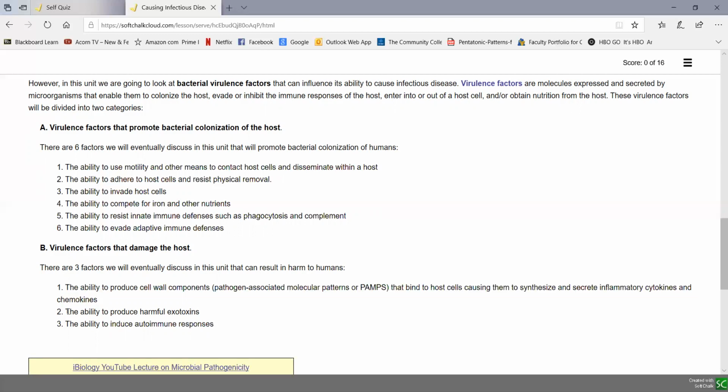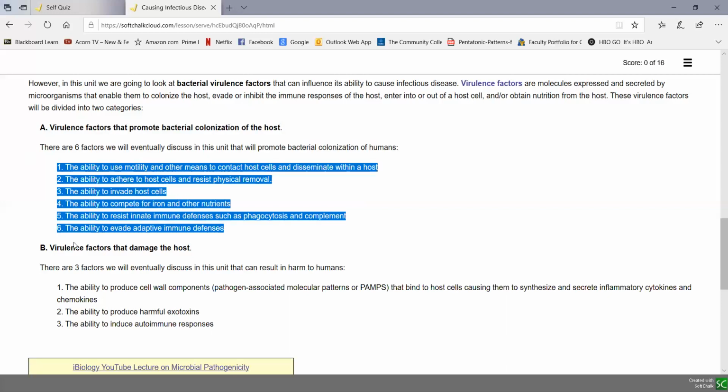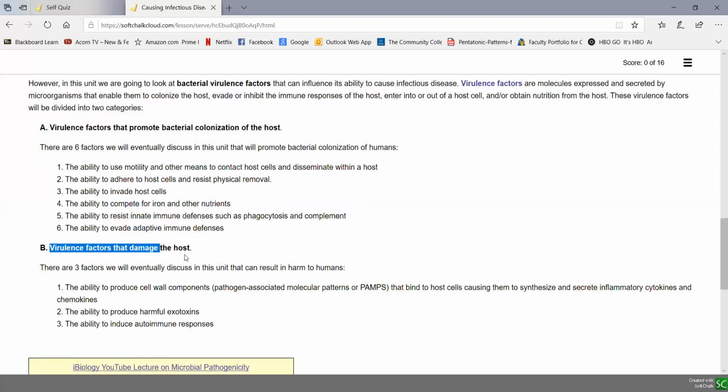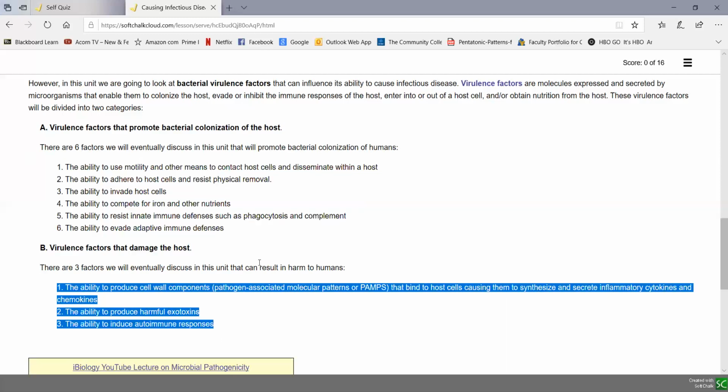We're also going to look at the ability of bacteria to produce harmful exotoxins, toxins secreted by living bacteria that become harmful to our cells. And finally, the ability of a few bacteria to induce autoimmune responses, where the immune response directed against microorganisms accidentally cross-reacts with our own cells, causing damage. So that's kind of our goal in Unit 3: look at the virulence factors that first let the bacteria simply colonize the host to establish itself, these 6 factors. And then finally, virulence factors that cause harm to us, the host, these 3 factors.